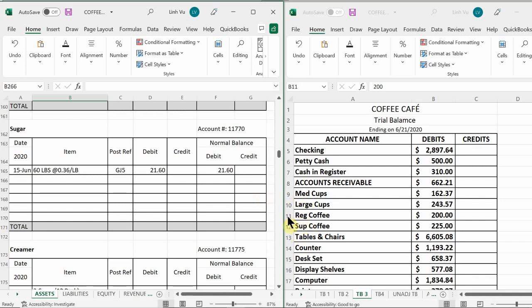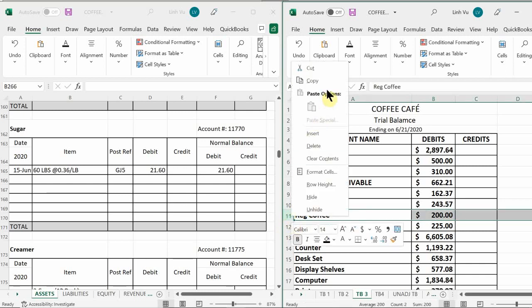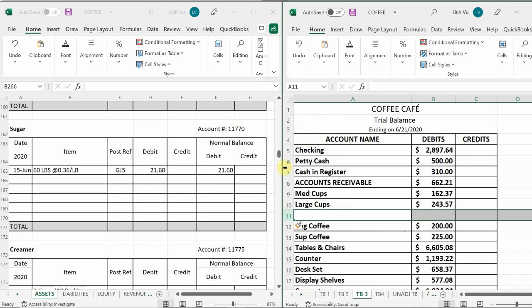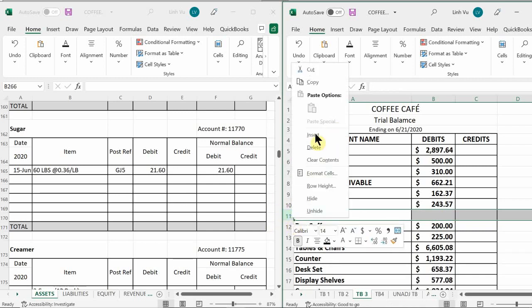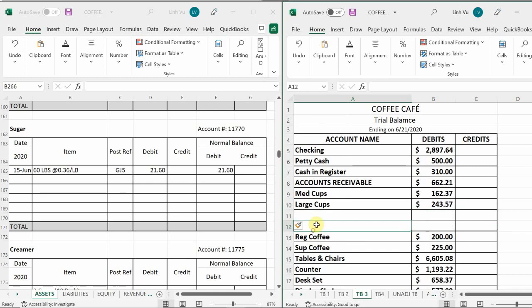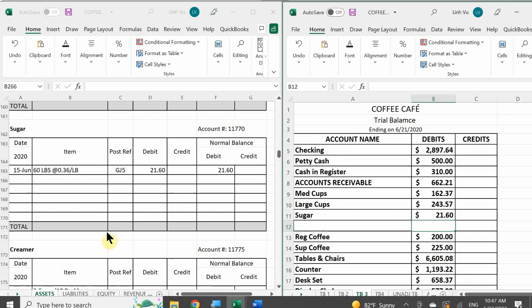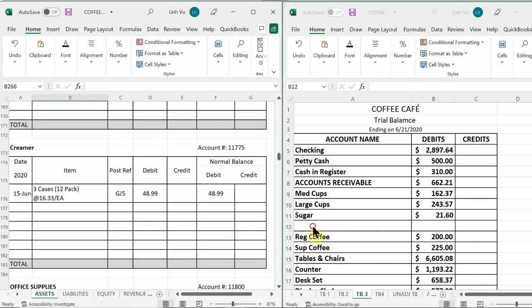Next I have here sugar and creamer. So in this case, I need to select here. My regular coffee, I want to put the line above the regular coffee. So I'm going to click on number 11 and then insert. Not only do I have sugar, I also have creamer as well. Large cups done. Next is sugar. How much is in my sugar right now? 21.60 debit. Okay, good. What about my coffee creamer? 48.99. $48.99. Okay.